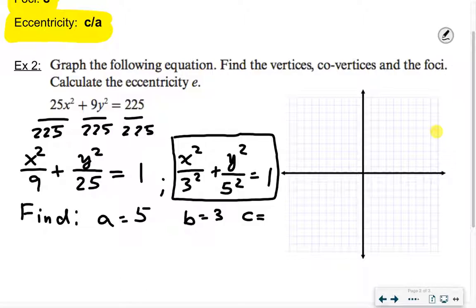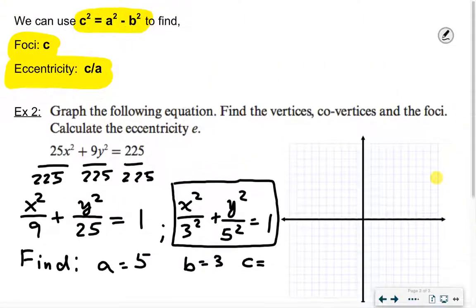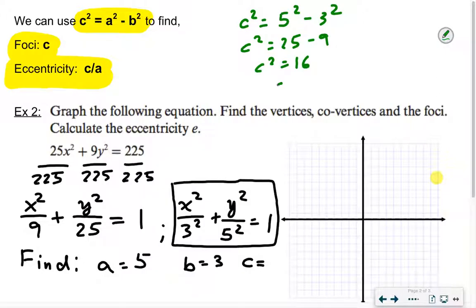Okay? How do we find the c value? Well, we go back to c squared is equal to a squared minus b squared. If we do the scratch work up above, a value is 5, b value is 3. We find that the c value is going to be equal to 4.